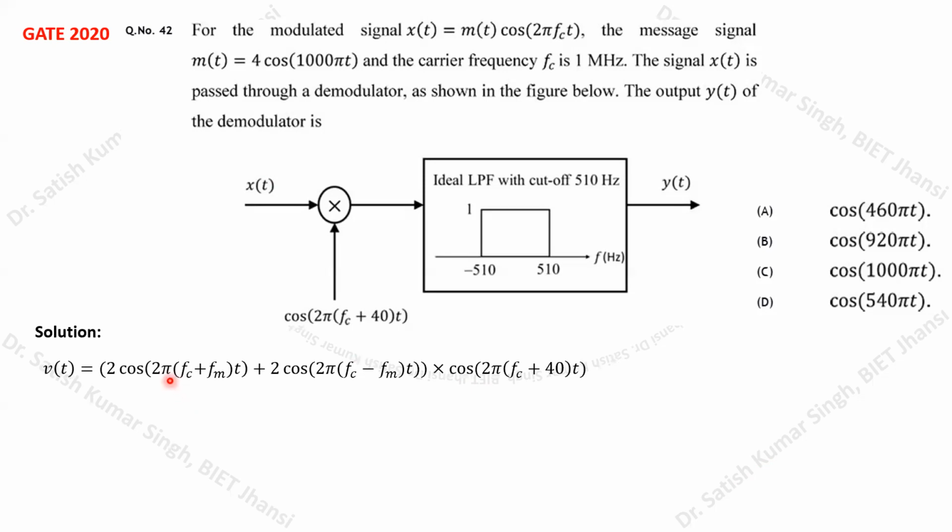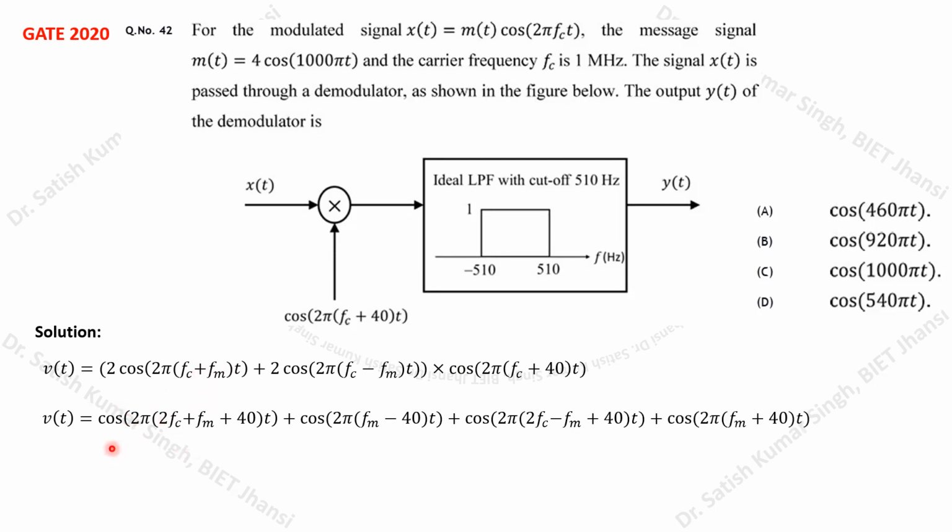Here again we can use the 2 cos A cos B formula for these two terms, and again we can apply the 2 cos A cos B formula for these two terms. So there are two such product terms. If you apply that, you will be able to show that this expression will become this.